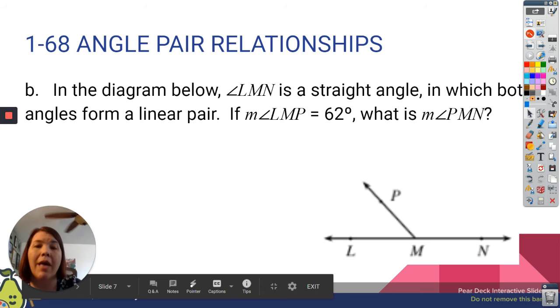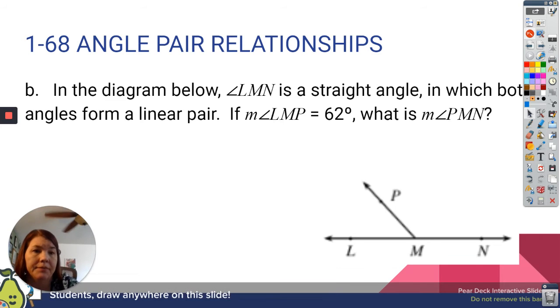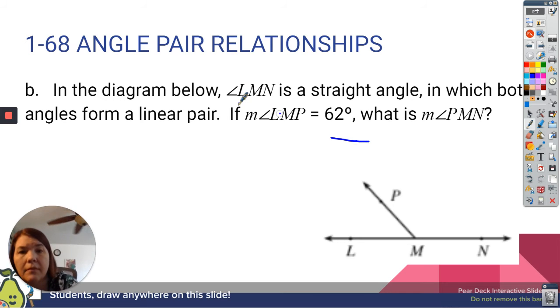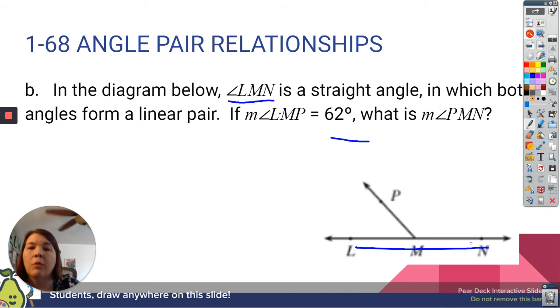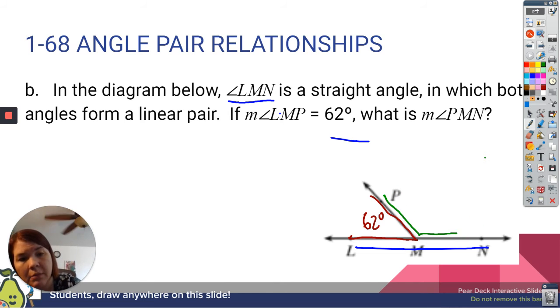In the diagram below, LMN is a straight angle. Straight angle, in which both angles form a linear pair because it's a straight angle. If LMP is 62 degrees, what is PMN? PMN, that's what we're looking for.